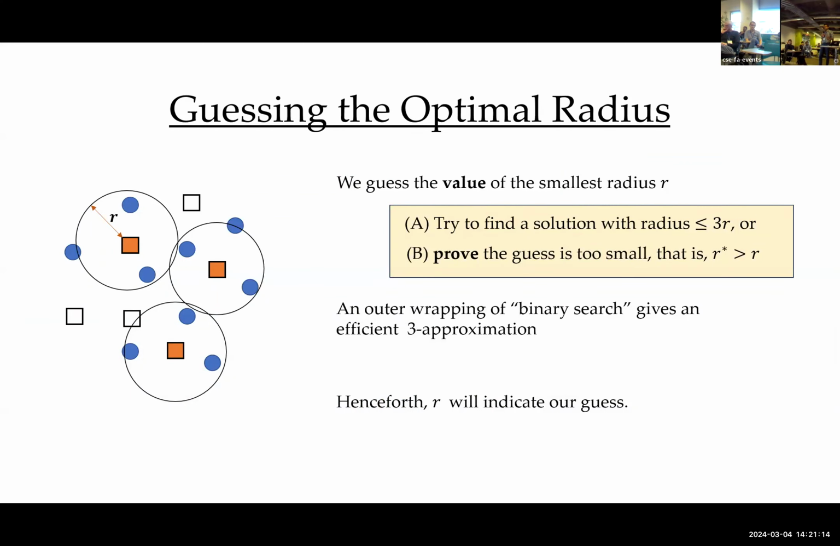Again, before I move on, this is the kind of thing that I think somebody also mentioned. We're going to assume that we know the optimal radius. So we're going to guess the optimal radius. Basically, the problem is: given an instance and a parameter R, either I find a solution at cost at most 3R, so every point is covered within 3R of an open center, or I should be able to prove that the guess is too small. If I can do this, then I have a clean approximation. So I'm going to basically assume that I always know R.